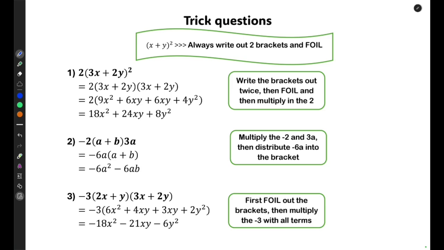Please, guys, I have taught for so many years, and this is one of the mistakes that is made every single year by the smartest people in math. They still get confused with this. So always first write it out twice, then you multiply the 2 in.